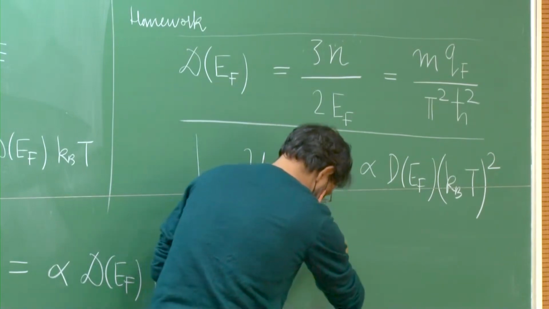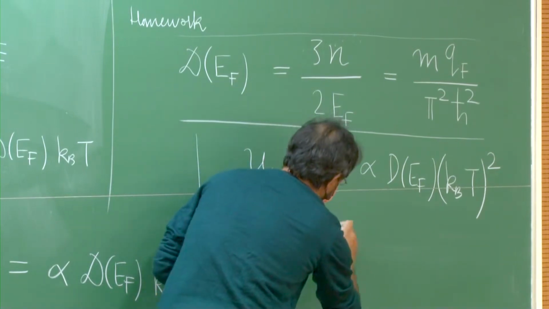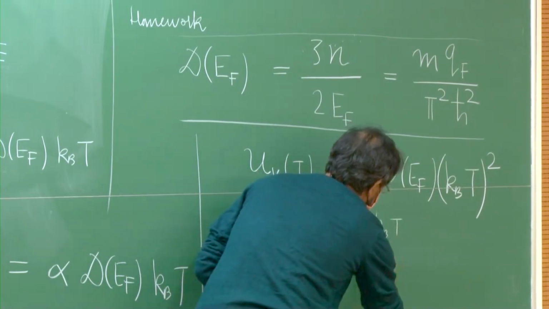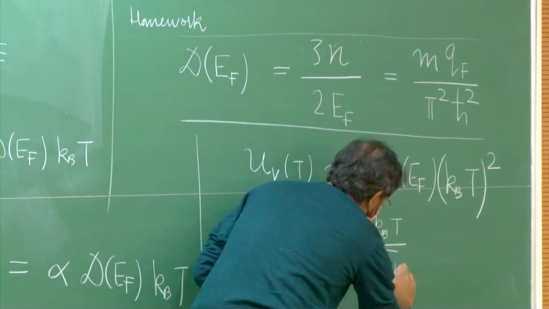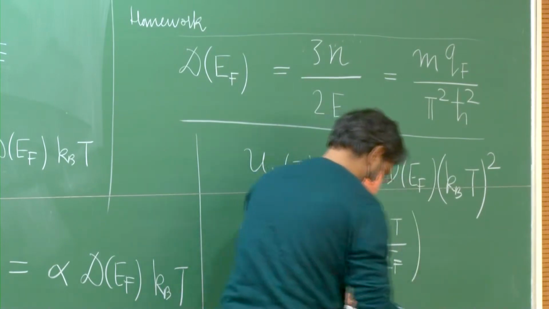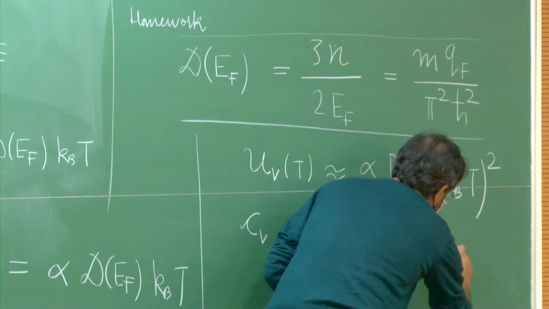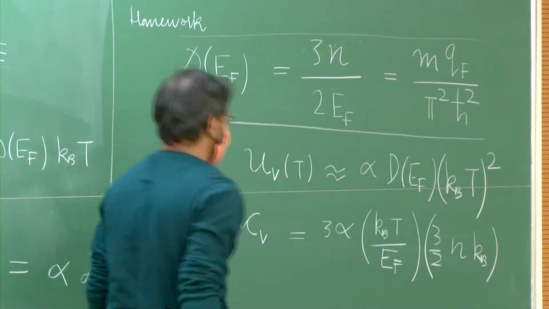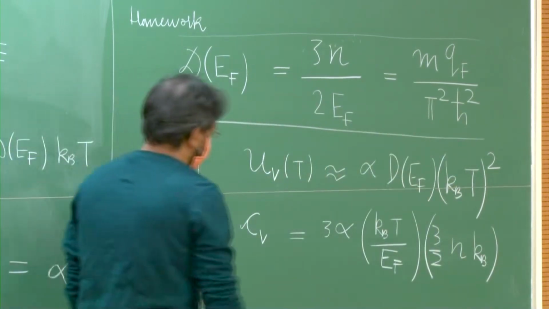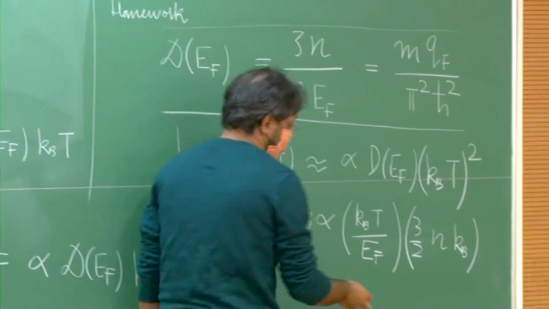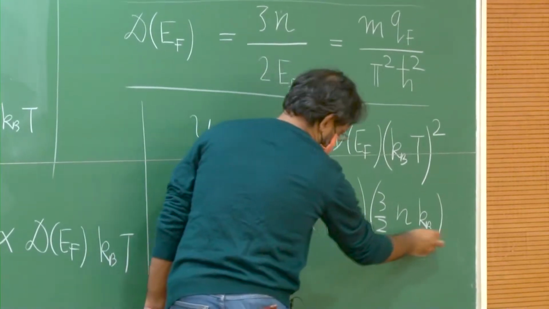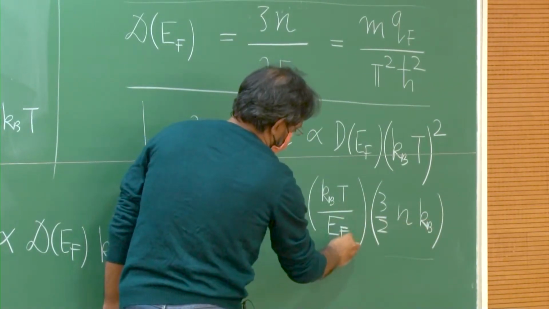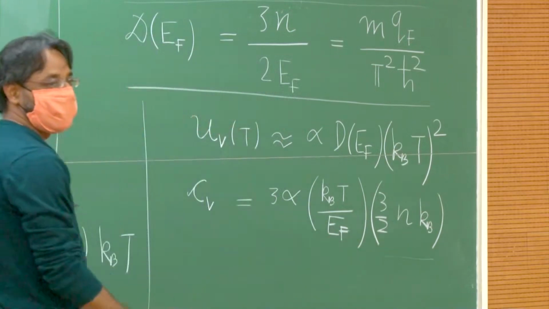3 alpha kBT by EF multiplied with 3/2 n kB. I have purposely written it in this form, because for a classical gas it will be 3/2 n kB, and here there is a factor of kBT by EF sitting there, right.